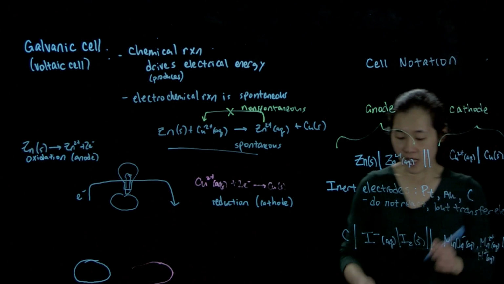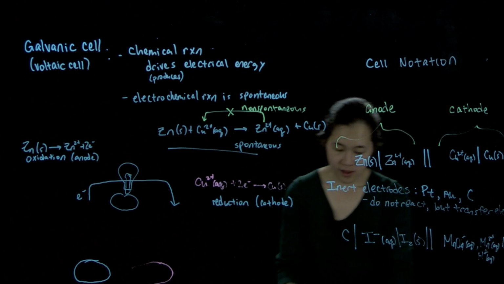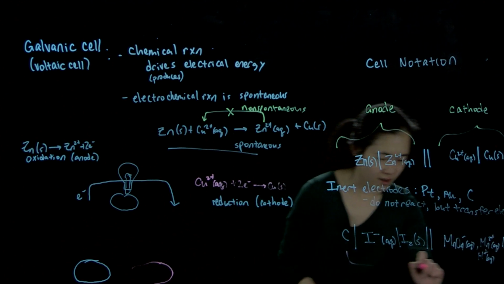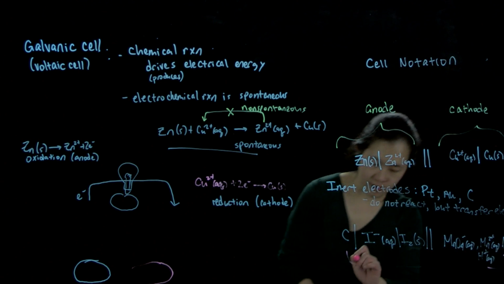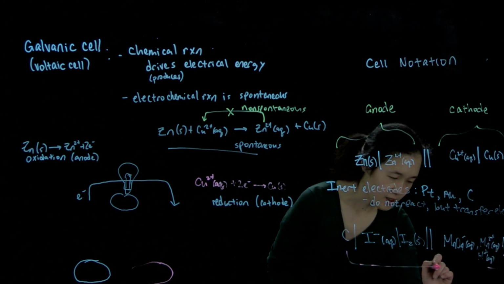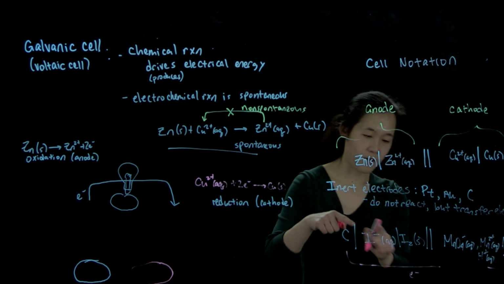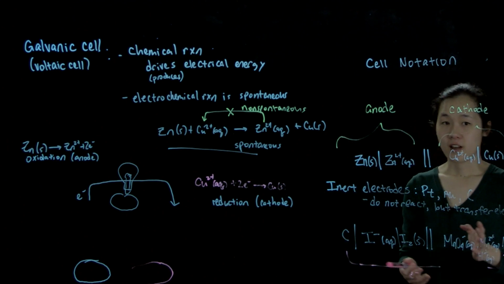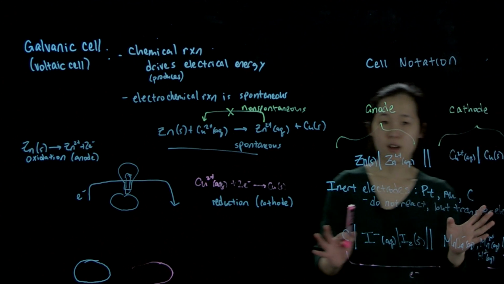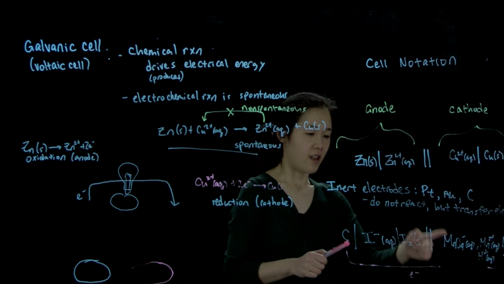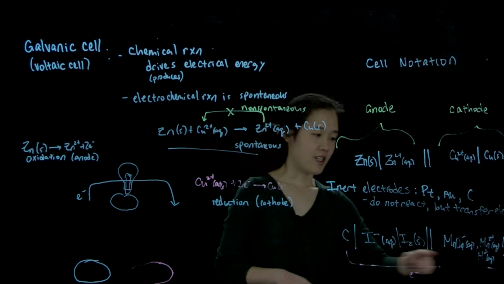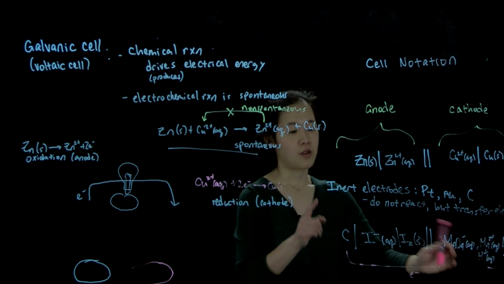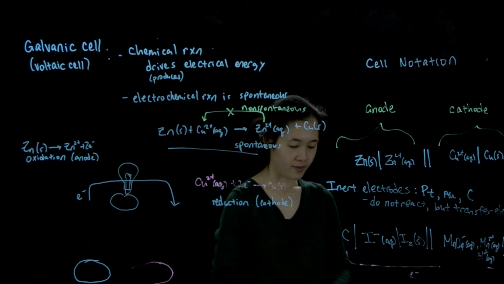In our actual cell, if we were to draw this, these two electrodes would be connected by a wire, with electrons going this way from the iodide to the permanganate, and that would be our cell with inert electrodes. So this is how we can convey all this information, the salt bridge, phase boundaries, and types of inert electrodes, through this cell notation. Okay, thank you.